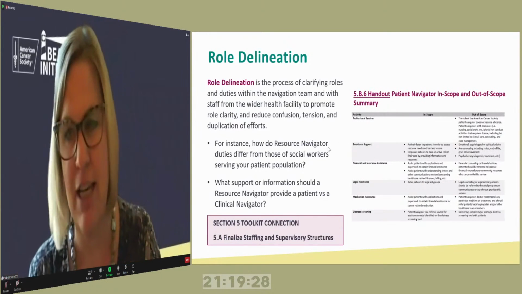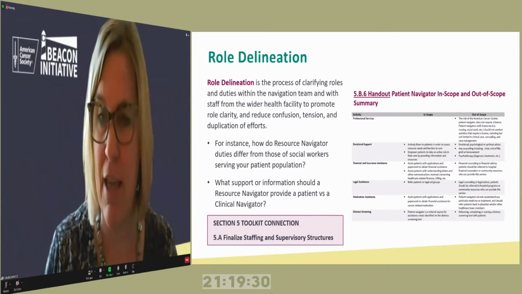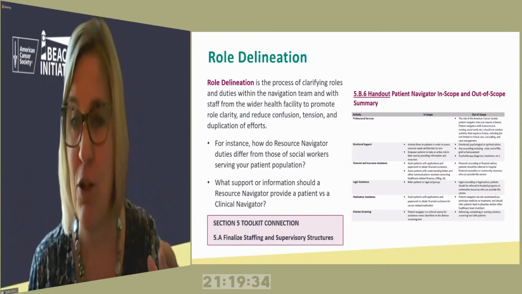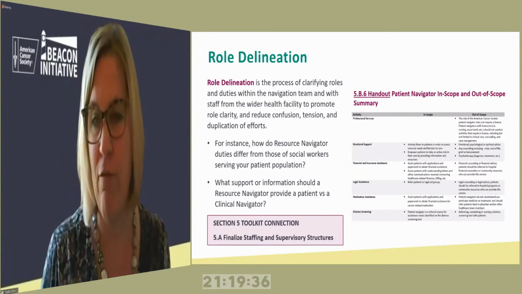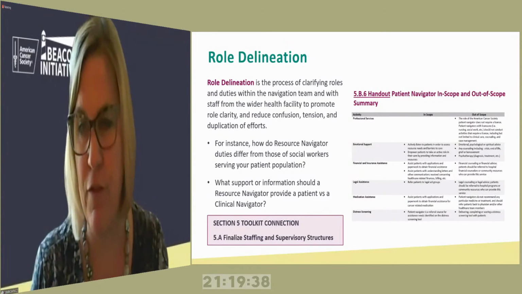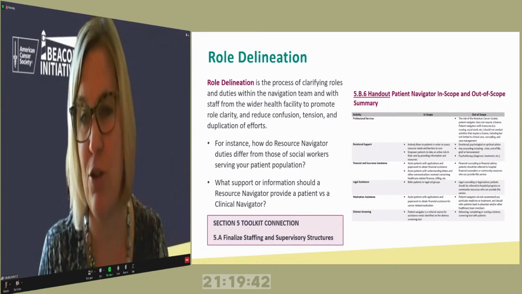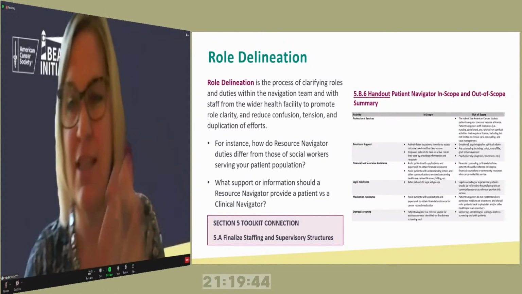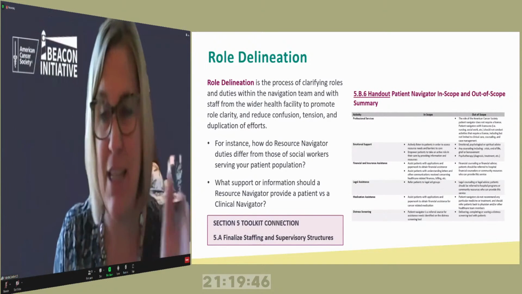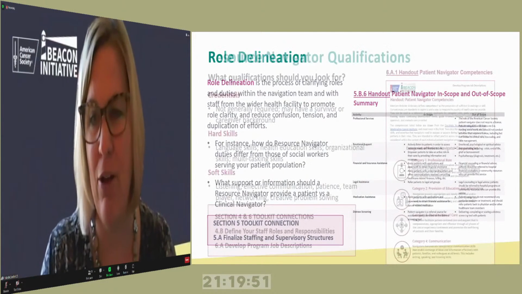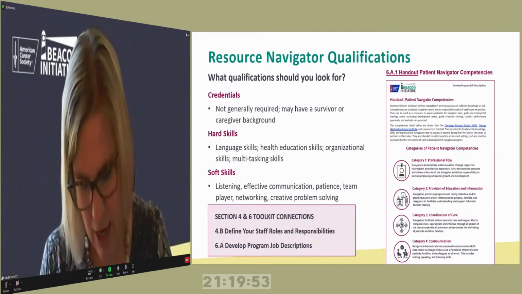And I wanted to share a nice resource that's in the toolkit that the American Cancer Society historically used as the in-scope and out-of-scope summary. This was a starting point for conversations with health facilities to say, hey, we want you to understand the services that our navigators are bringing. This is what we can do. This is what we can't do. It doesn't solve everything, but it does start to get everyone on the same page about this delineation.